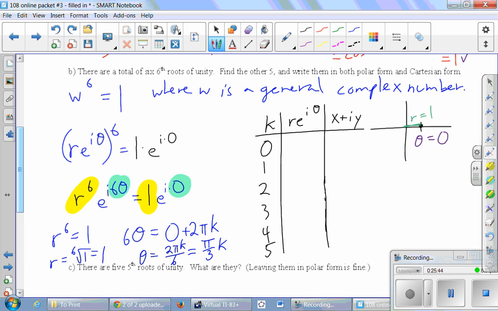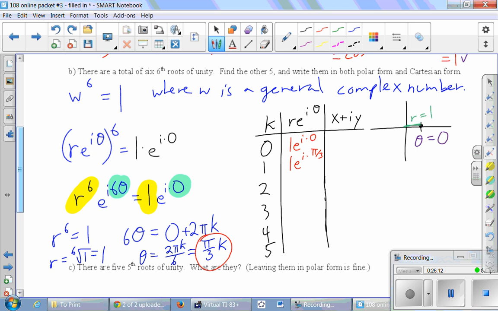Okay, re^(iθ). R is always 1. That's easy. e^(iθ): the thetas are given by pi over 3 times k. So 1e^(i·0), when k is 0, pi over 3 times 0 is 0. So that's that. The next one, when k is 1, 1e^(i·π/3), just a single pi over 3.